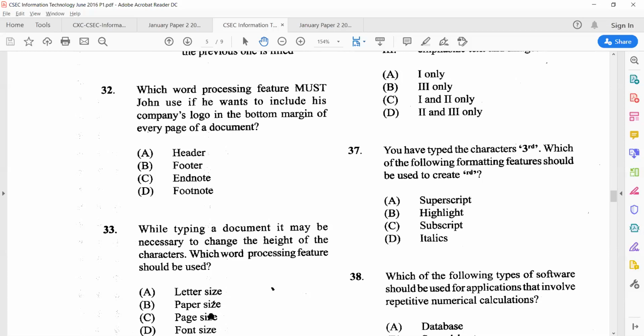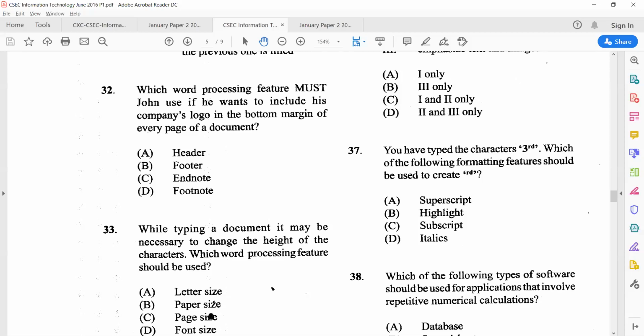There's no answer coming in there in the chat. Anyone else? What would you use to put the company's logo in the bottom margin of every page of a document? Footer. Right. So the answer for this is a footer, right?